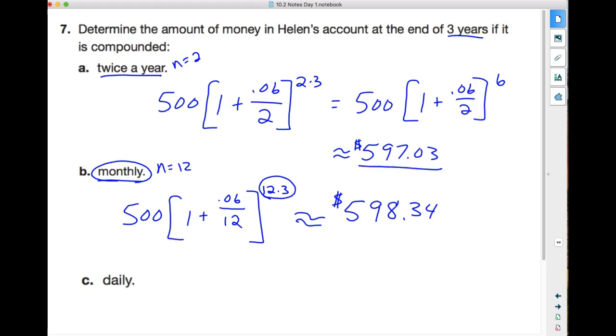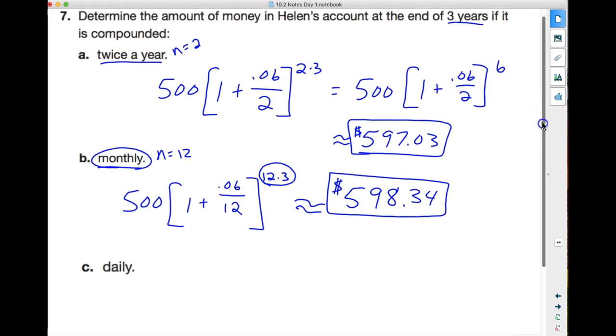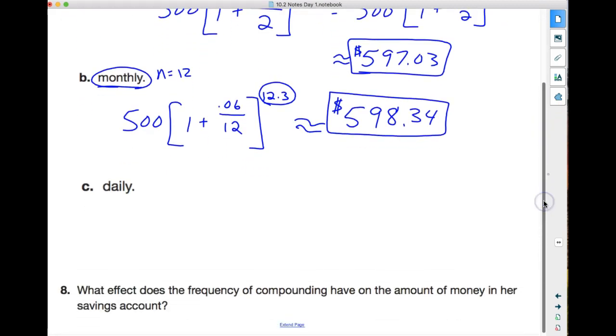It didn't do an enormous amount, but if she's paid interest every month as opposed to twice a year, she's making more money, right? Because she's earning interest on the money they paid her already. I'm sure most of you already know this if you've been in your financial literacy class.